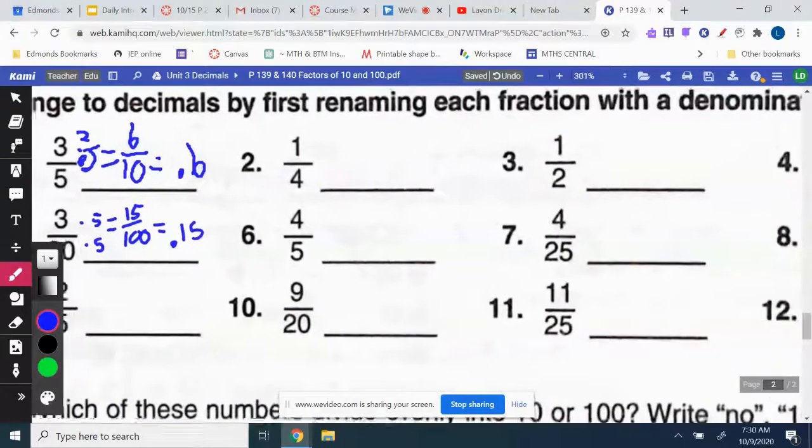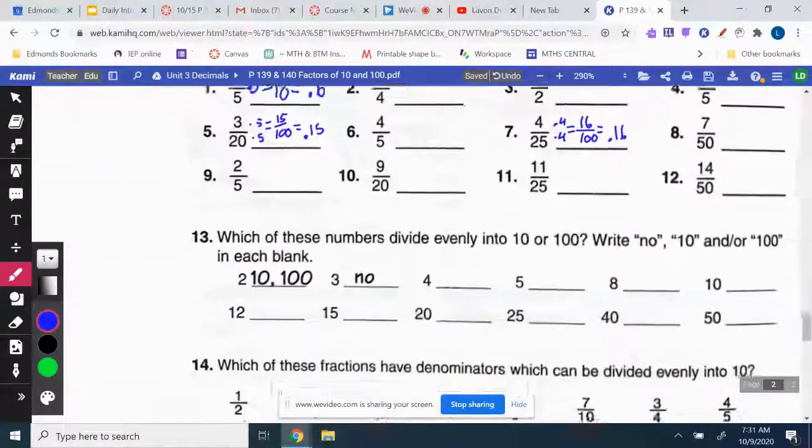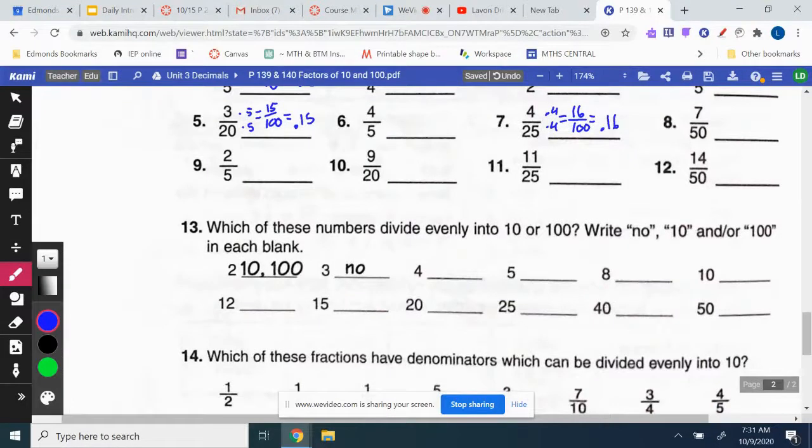Number 7, I know I can multiply both by 4 to get to 100 on the bottom. And 4 times 4 is 16, and that would give me 0.16. So 13, I want you to do on your own. Which of these numbers can be easily divided by 10 or 100? Write no if it can't be, and write 10 or 100 if it can be. And they did 2 and 3 for you.